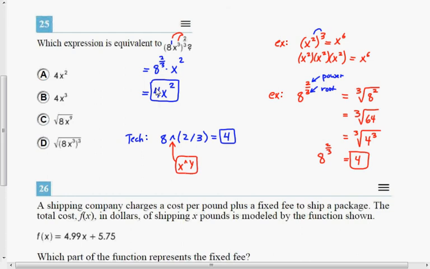Okay, so I'm going to select A for number 25. Let's go ahead and do 20. No, I'll do that in the next one.